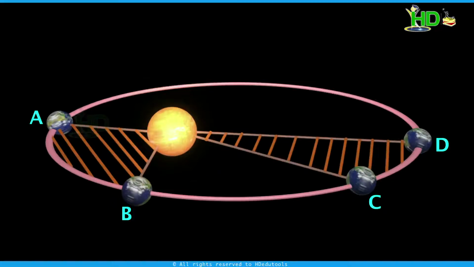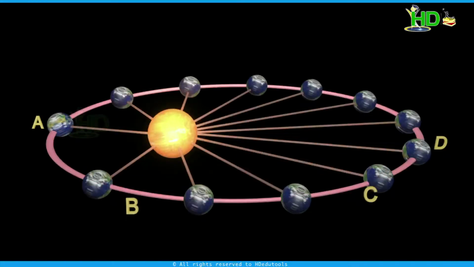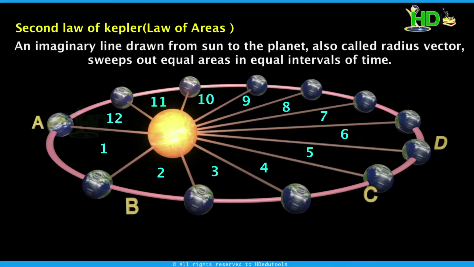The line joining Sun and planet sweeps some area at this position. If you compare, these two areas are equal. This is Kepler's second law. Suppose I consider 12 equal intervals of a year, that is 12 months, the areas swept during these 12 months are equal. That is, Kepler's second law is: the imaginary line drawn from the Sun to the planet, that is the radius vector, sweeps equal areas in equal intervals of time. This law is also called the law of areas.